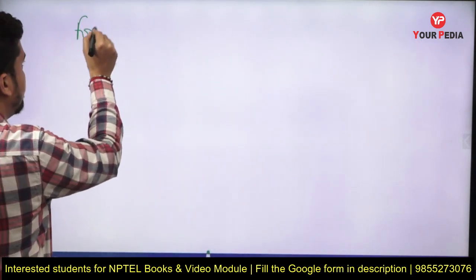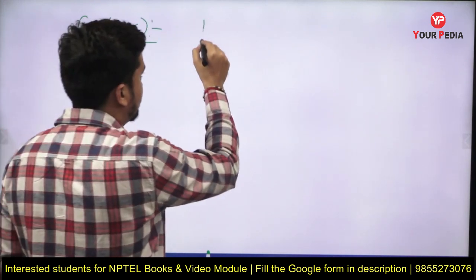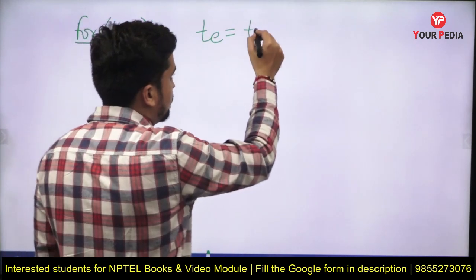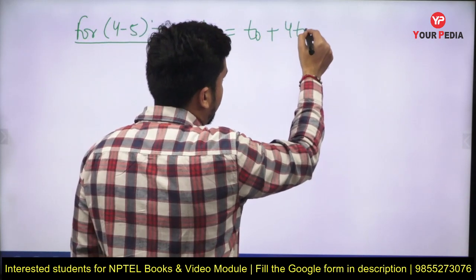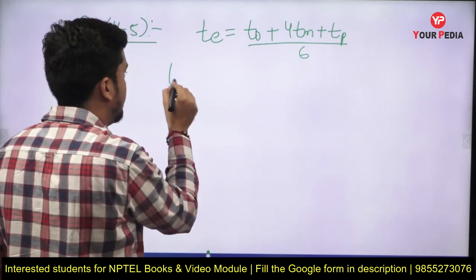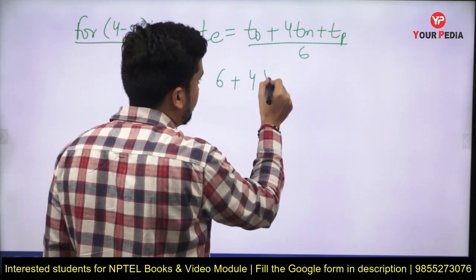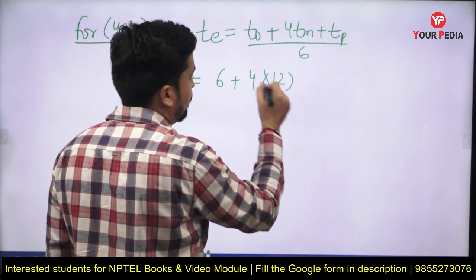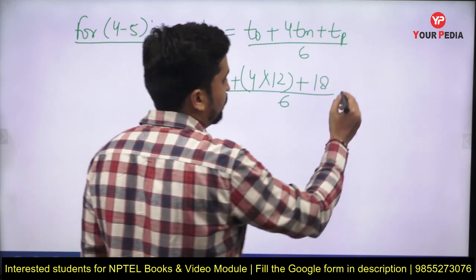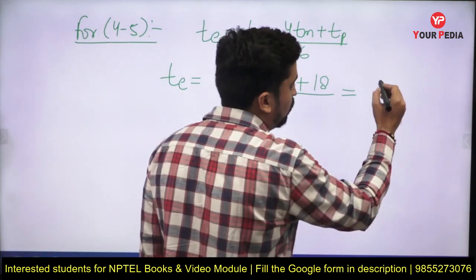For activity 4 to 5, we are aiming to calculate the expected time, and the expected time formula we already know, which is TO plus 4 times TM plus TP divided by 6, and we have the values of TO as 6 plus 4 times TM is 12 plus TP is 18, divided by 6. From this you will get the value of TE, or the expected time for the activity 4 to 5, equal to 12.